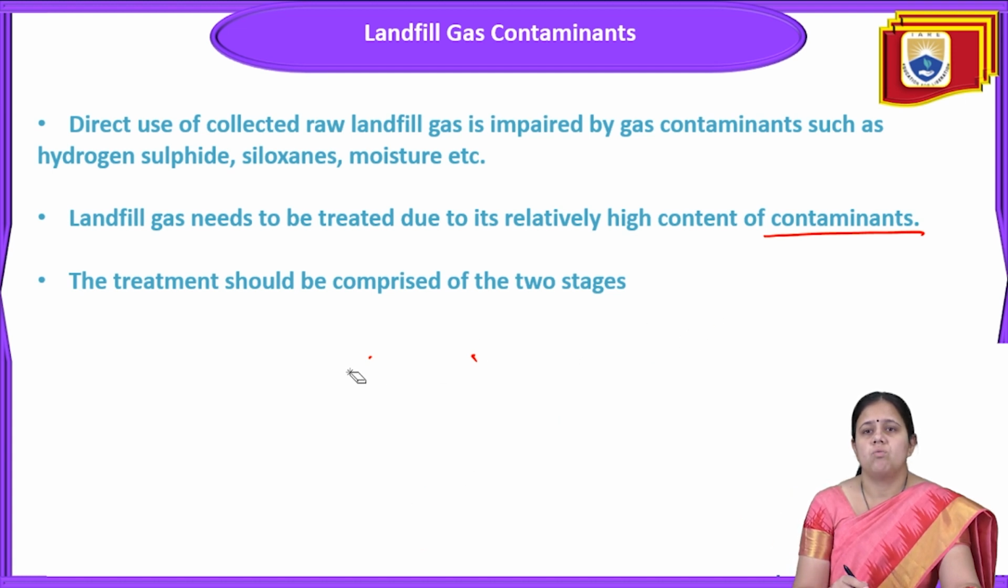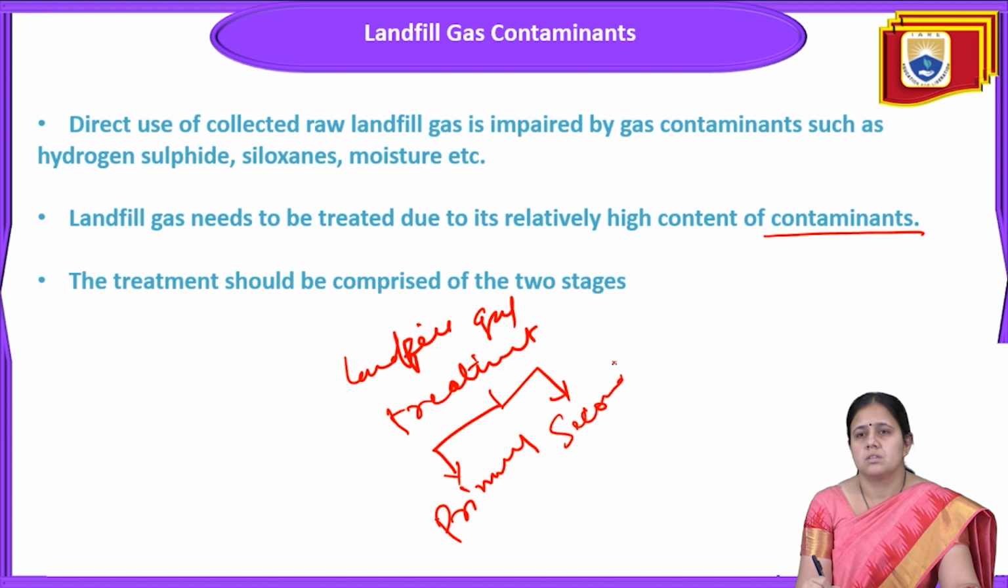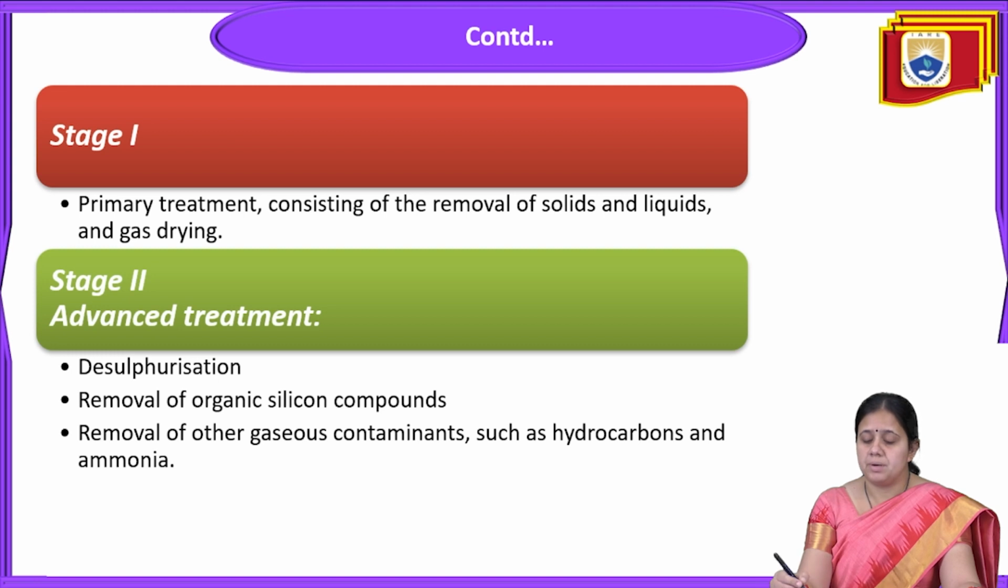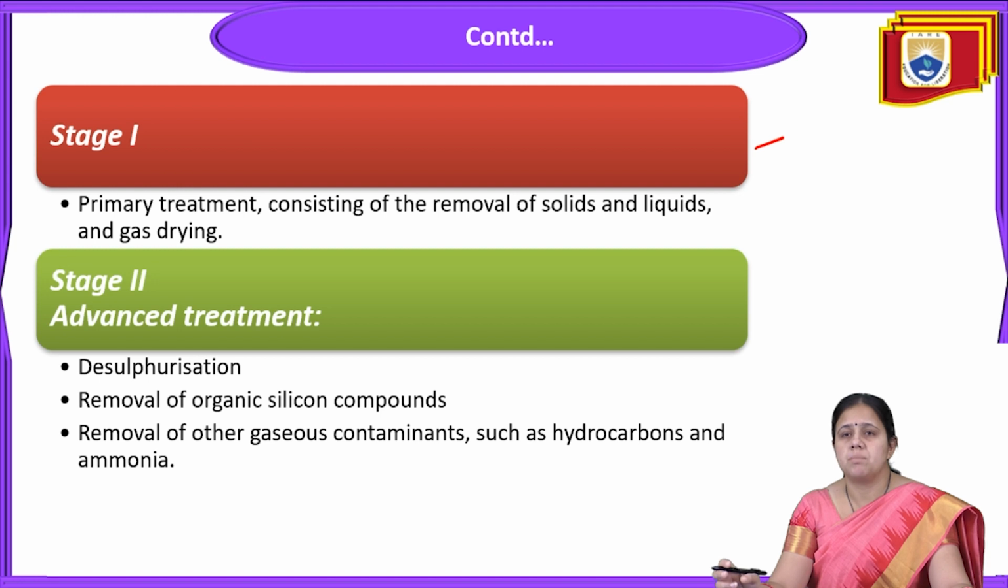Landfill gas treatment is done in two stages: primary and secondary. We will discuss these two stages. The first stage is the primary treatment, and the second stage is the secondary treatment. In primary treatment, the methods involved consist of removal of some contaminants, solids and liquids, and drying of the gas.